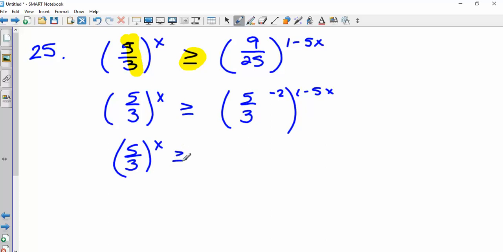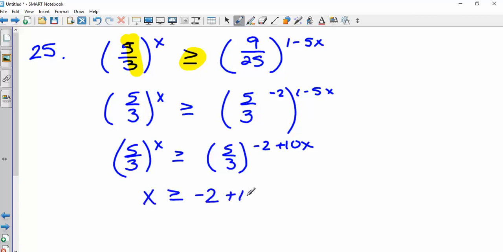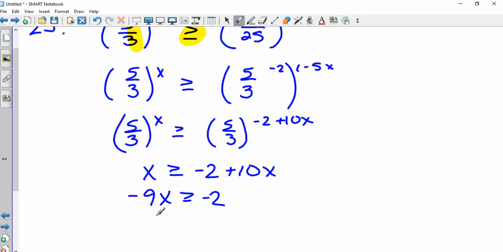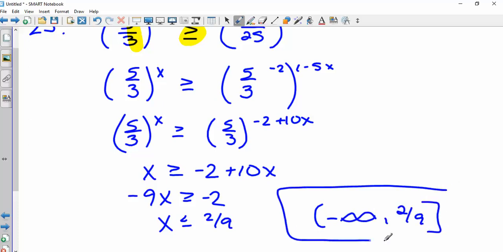So power to a power we multiply. So it gives me a -2 plus 10x. Drop your base. So if I subtract my 10x, divide by a -9, which will flip it. So less than or equal to 2/9 would be -infinity to 2/9. Equal to means it gets a bracket.